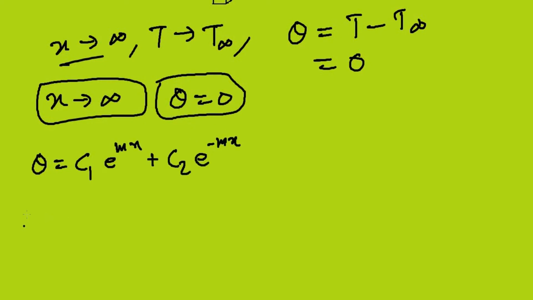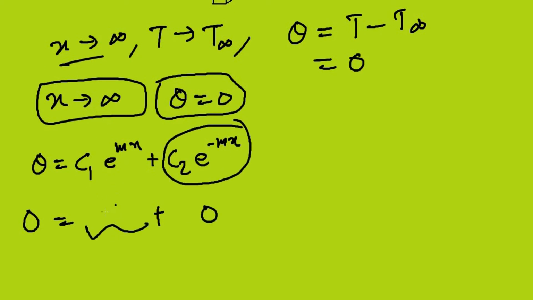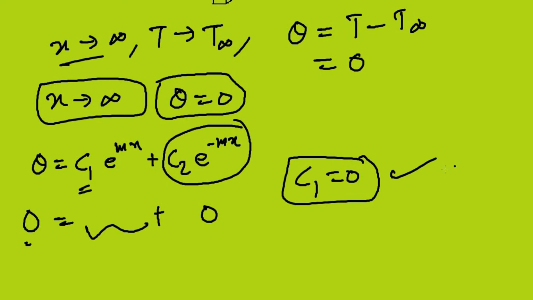So if theta equals 0 on this side, and x tends to infinity, then this term will be 0. So this must be some finite term. This cannot be infinity. If you put x equals infinity, this should be infinity. But as this side is 0, that means c1 is 0. c1 is making this expression 0, because e power mx is not 0. So what I conclude is c1 is 0.